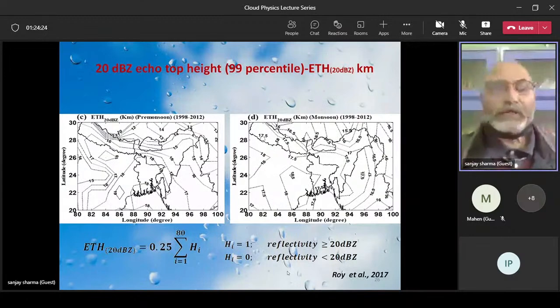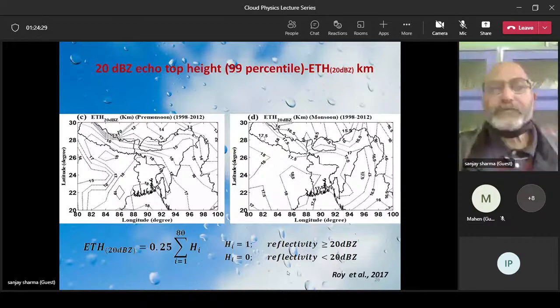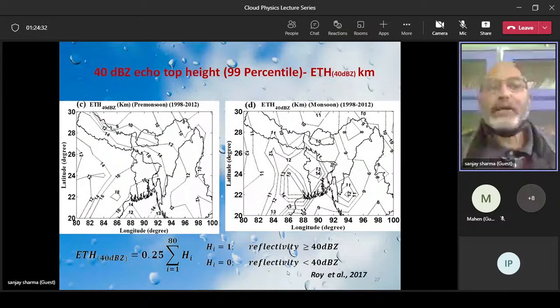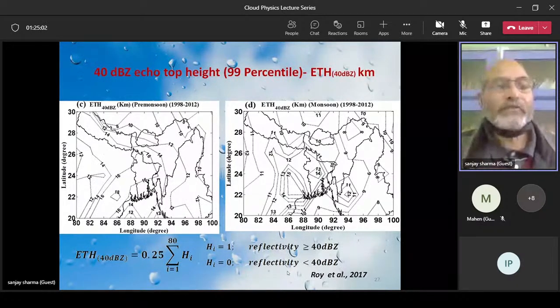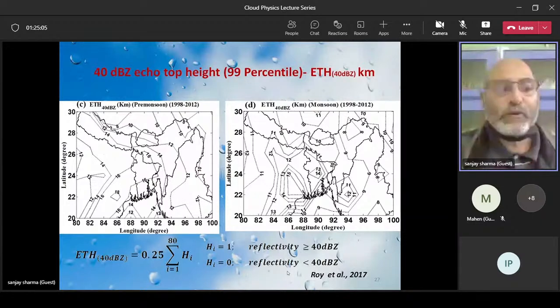Now, another parameter, the 40 dBZ echo top height, is again plotted for the 99th percentile value, meaning the top 1%. First, let me spell out the significance of 40 dBZ. The 40 dBZ echo top height is a proxy for the updraft also. So if the 40 dBZ height is more, it provides the information that the updraft is stronger in that particular location or region.